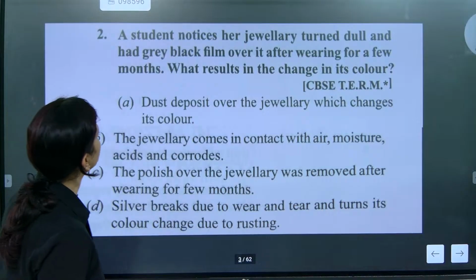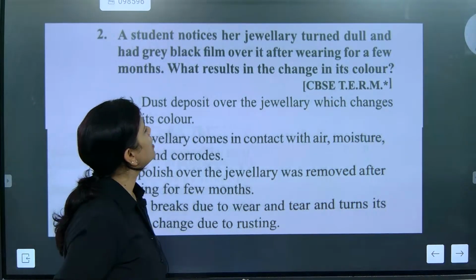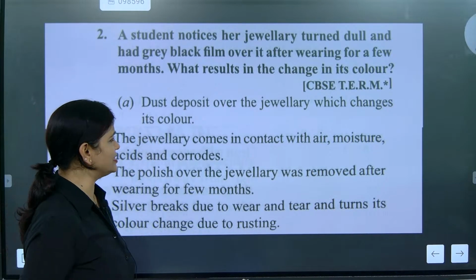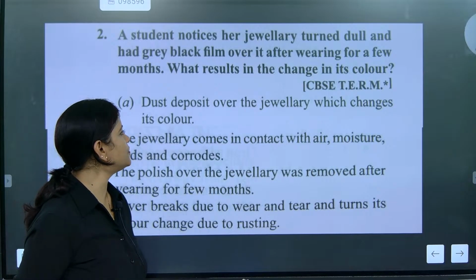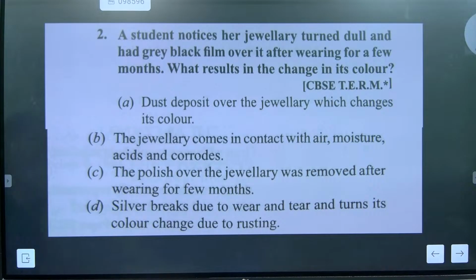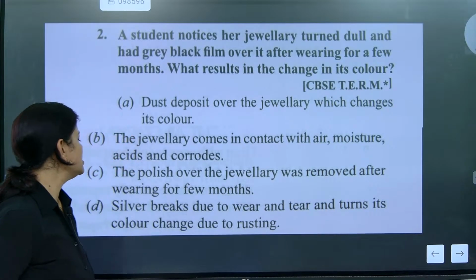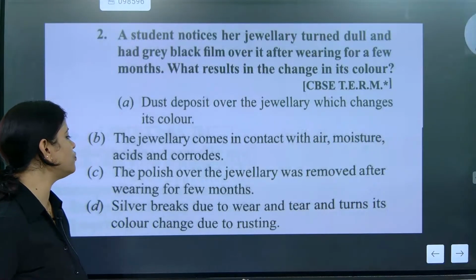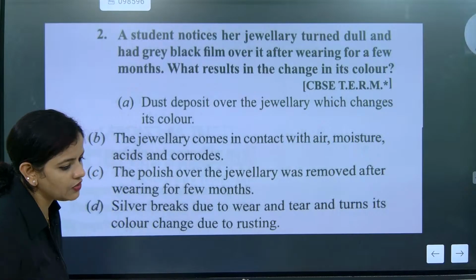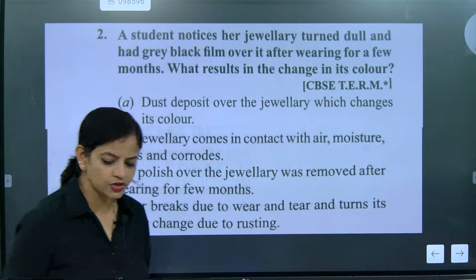The question is: a student noticed her jewelry turned dull and had a grey black film deposit over it after wearing it for a few months. What resulted in the change in its color? Dust deposit over the jewellery which changes its color. The jewellery comes in contact with air, moisture, acid and corrodes. The polish over the jewellery was removed after wearing for a few months. Silver breaks due to wear and tear and changes color due to its rusting. Just think very wisely and give the answer.